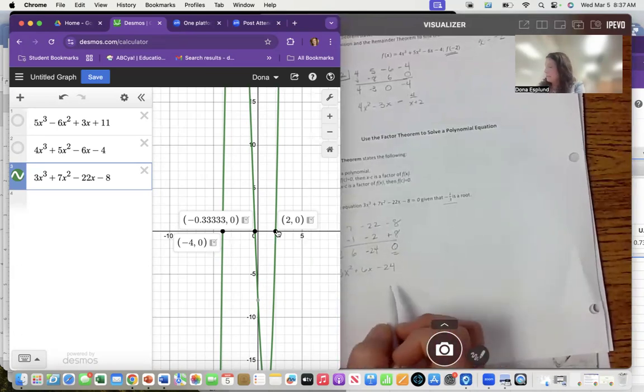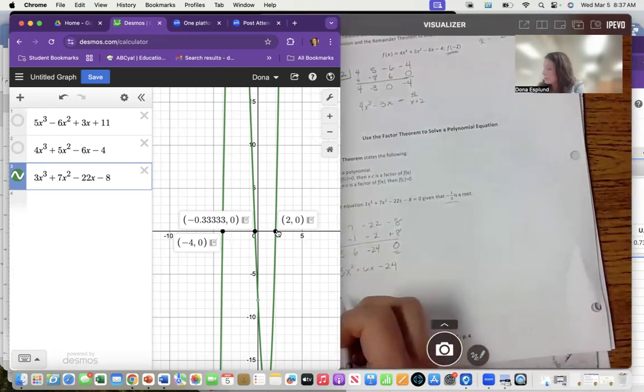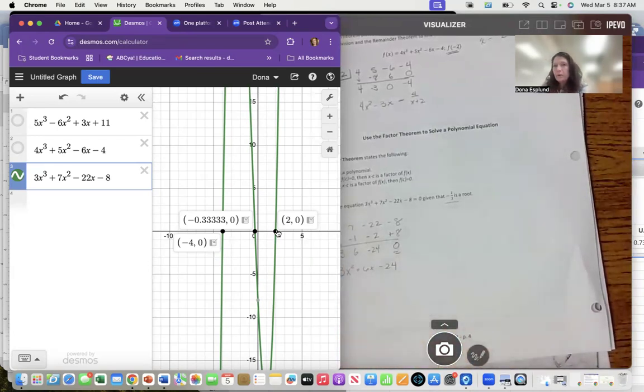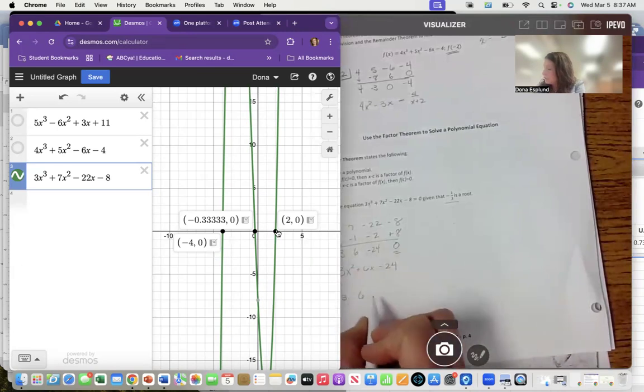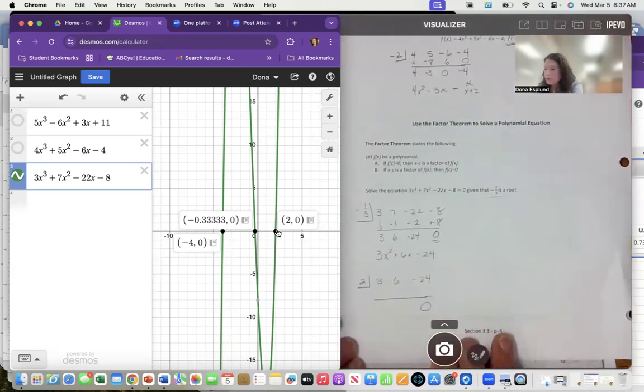Now, notice that I can use those same numbers. I could also factor a 3 out to make it a little easier, but I just went from my graph and I said 2 is also a root. So if I put 2 into here under my reduced polynomial, which is 3, 6, and negative 24, I better get 0 at the end here. This needs to be 0 again. Okay, so let's just check it.